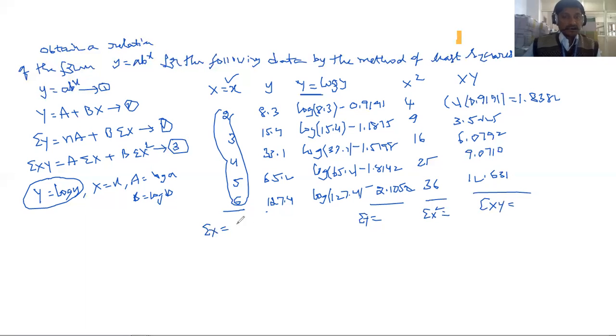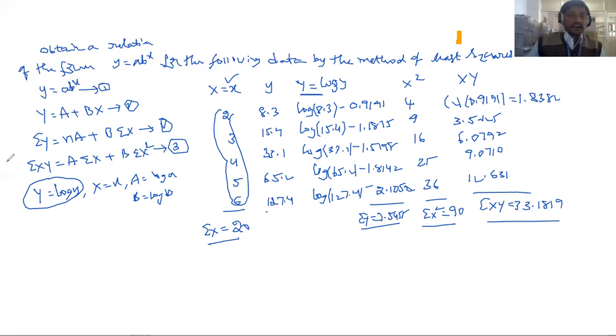Calculator is a must. So by adding these values we are getting 20, and next one is summation y, which is nothing but 7.5455, and next summation x square is nothing but 90. Another one, summation xy, is nothing but 33.1819. So these are all the values we got: summation x, summation y, summation x square, and summation xy.